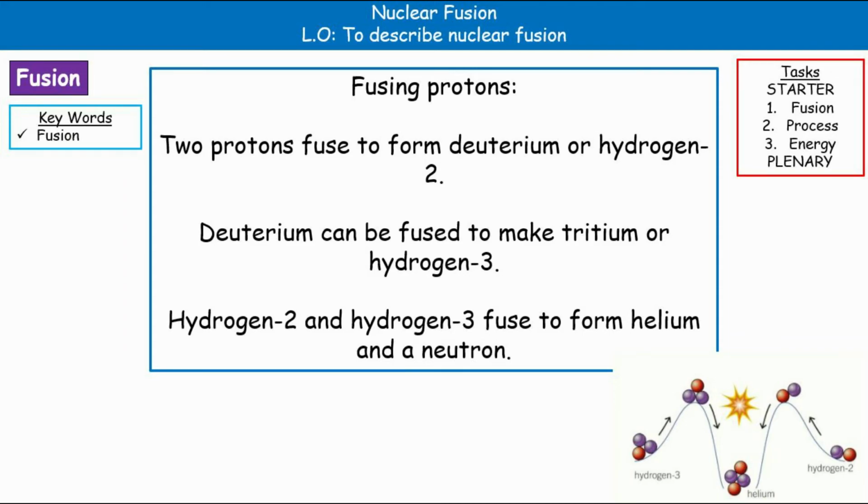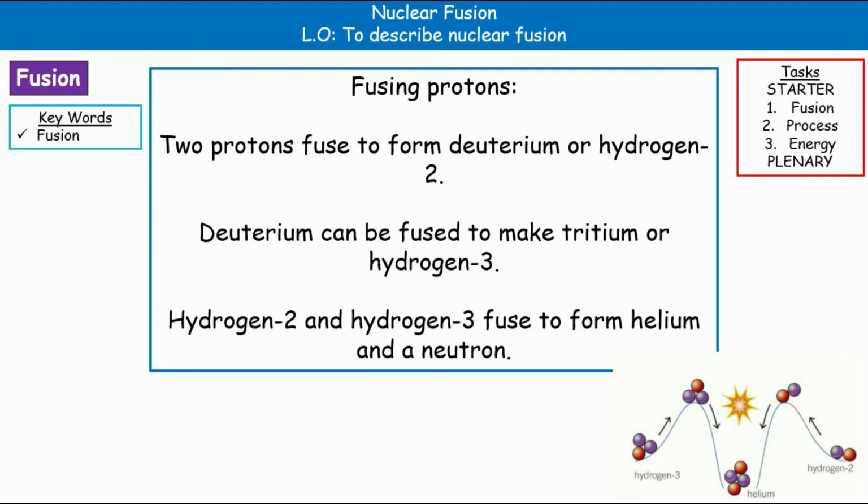So if we consider what happens in a fusion reaction, if we start off with two protons and we fuse them together, we form a substance called deuterium or hydrogen 2. Then what we can do is we can take that hydrogen 2 or the deuterium and we can fuse it to make tritium or hydrogen 3. So what we're doing here is we're slowly increasing the actual size of that nucleus because we're fusing smaller ones together.